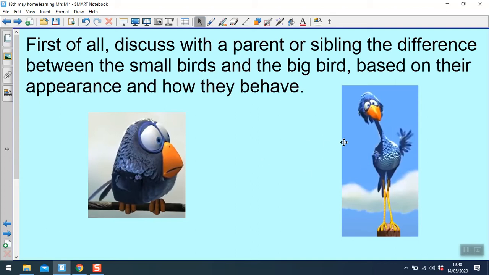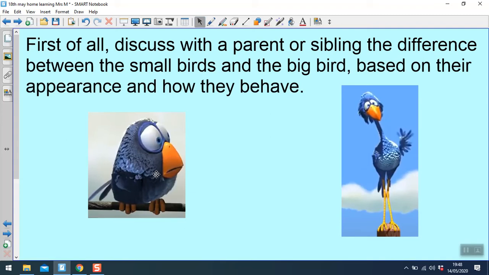So in terms of their appearance, that's how they look. So the big bird has got a really long neck. He's got really long legs. The small bird has got no neck. It's got little feet. Both the same colours. They've both got an orange beak. They've both got blue feathers.